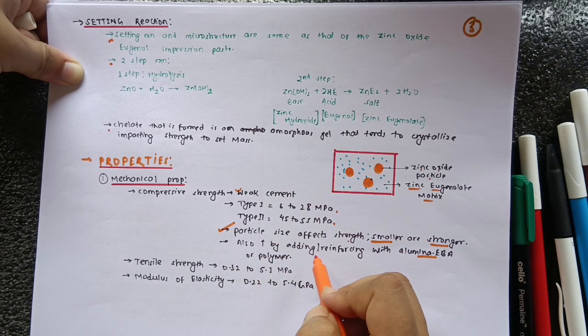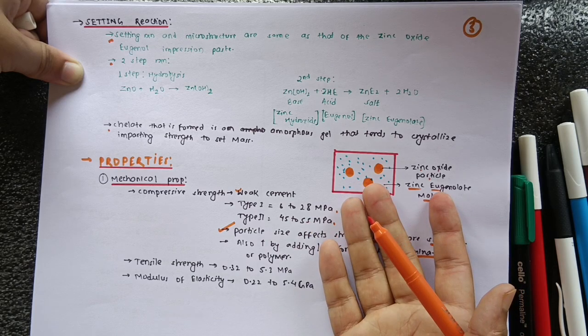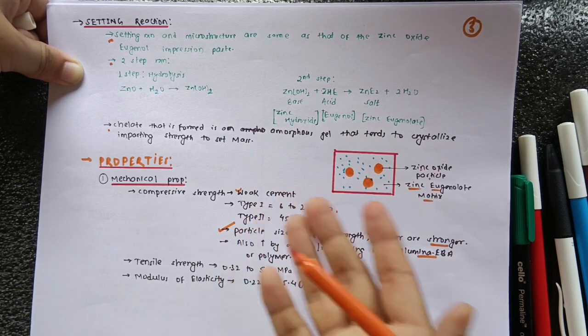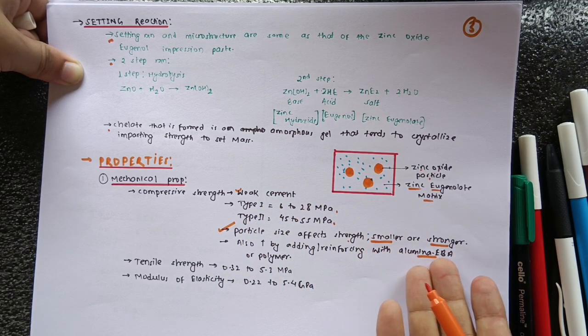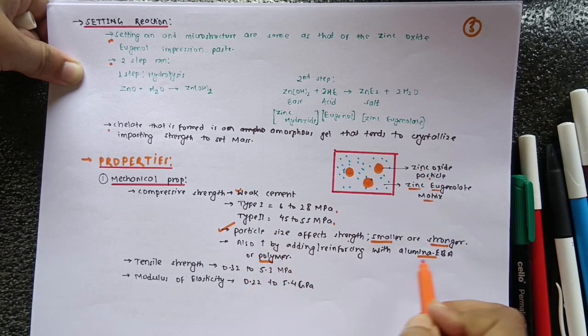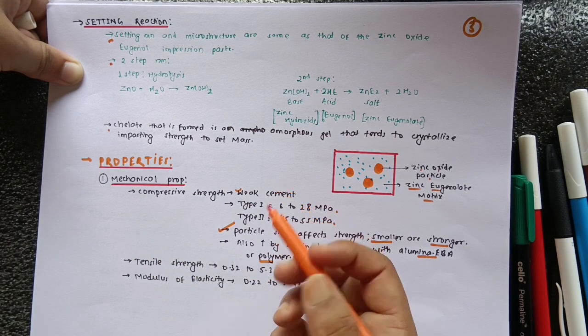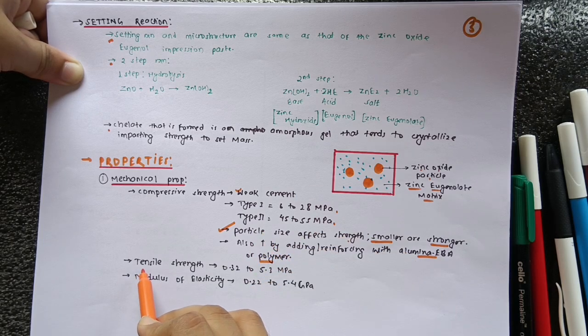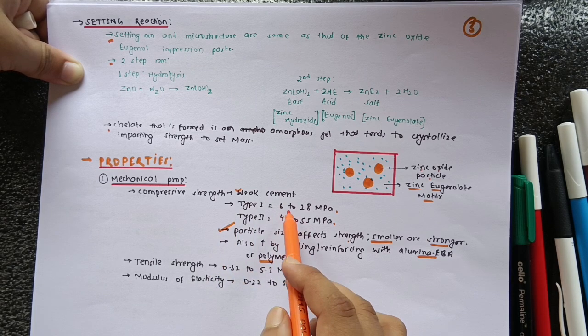I will discuss this in the topic of modification of zinc oxide eugenol cement. There we will discuss alumina and EBA. EBA means ethoxy benzoic acid, or polymer. We also add these two to the zinc oxide eugenol for reinforcing it. Similarly, the tensile strength is 0.32 to 5.3 MPa, and the modulus of elasticity is 0.22 to 5.4 GPa. So just remember those data.